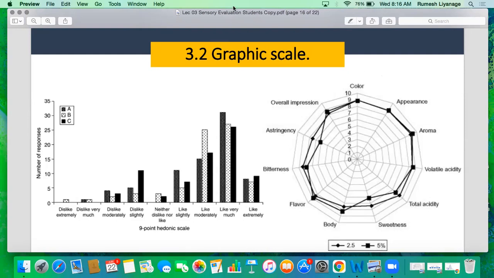Can somebody suggest the hedonic scale? Can somebody suggest?